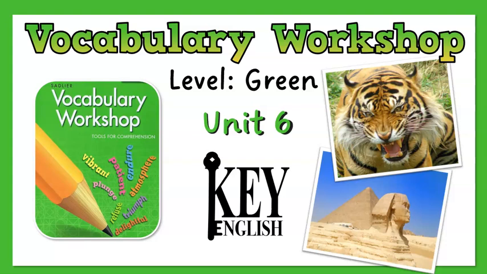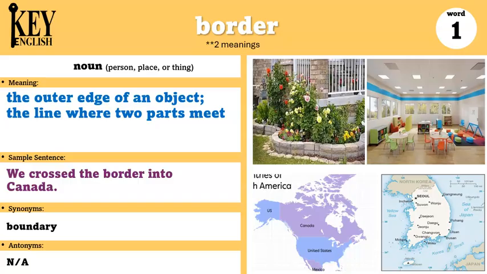Hello everyone! In this video, we'll go over the Vocabulary Workshop Level Green Unit 6 words. You can follow along at home using your book. Let's get started! Our first word is border.